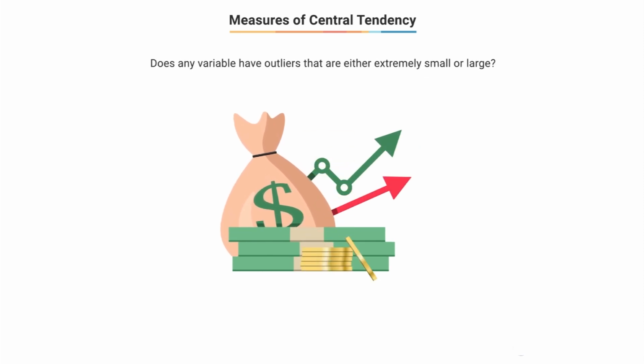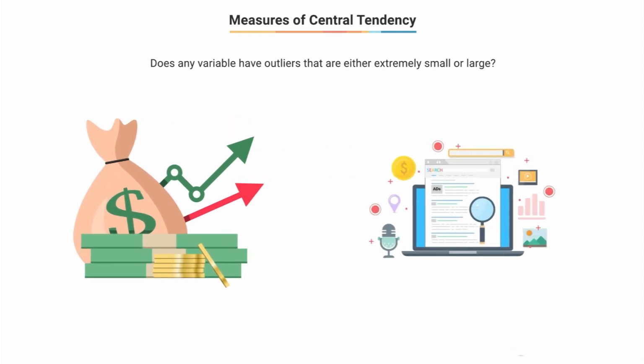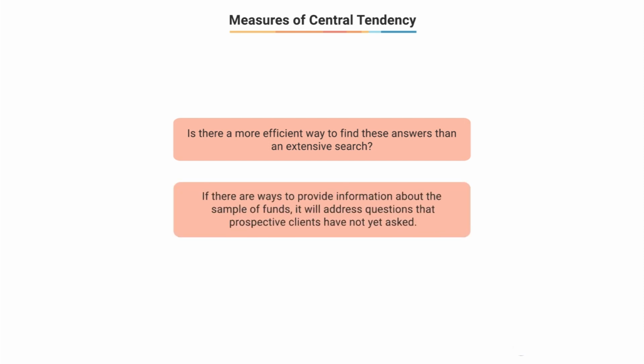Are all the values relatively similar, and does any variable have outliers, values that are either extremely small or extremely large? While doing a complete search of the funds data would lead to answers to the preceding questions, you wonder if there are better ways than extensive searching to uncover those answers. You also wonder if there are other ways of being more descriptive about the sample of funds, providing answers to questions not yet raised by prospective clients. If you can help them provide such answers, prospective clients will be able to better evaluate their investment in funds that your firm features.